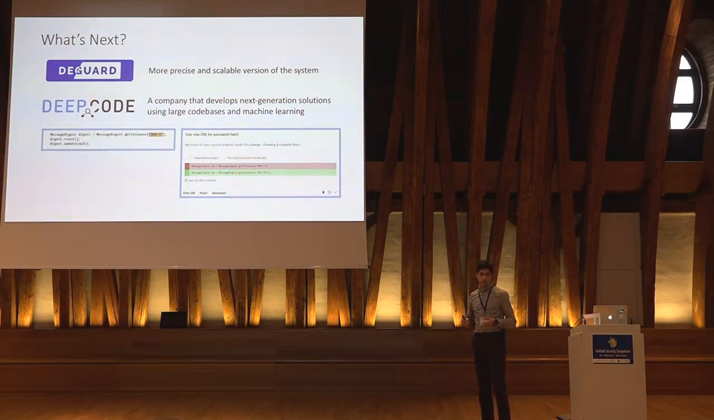So this is a new spin-off at ETH. This DeepCode also leverages large code bases and machine learning to help developers write easier, more reliable, secure code. For example, it can automatically learn that SHA-1 is insecure by looking at GitHub and suggest to developers that they should replace the usage of SHA-1 with SHA-256, which is quite useful.